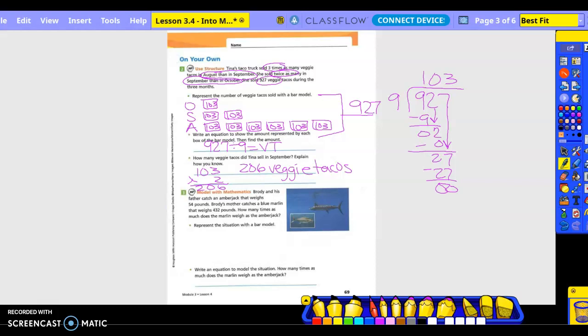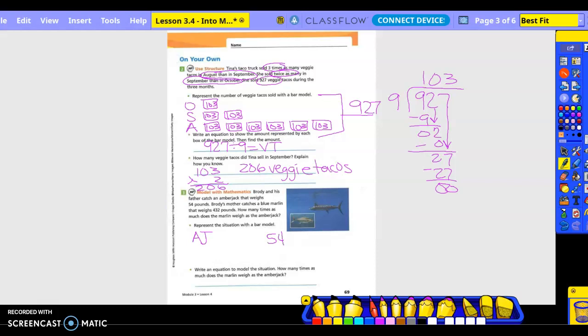Okay, number 3, model with mathematics. Brody and his father catch an amberjack that weighs 54 pounds. Brody's mother catches a blue marlin that weighs 432 pounds. How many times as much does the blue marlin weigh as the amberjack? Represent the situation with a bar model. Okay, so we know that what? Okay, so the amberjack has so many boxes and it's 54, right?